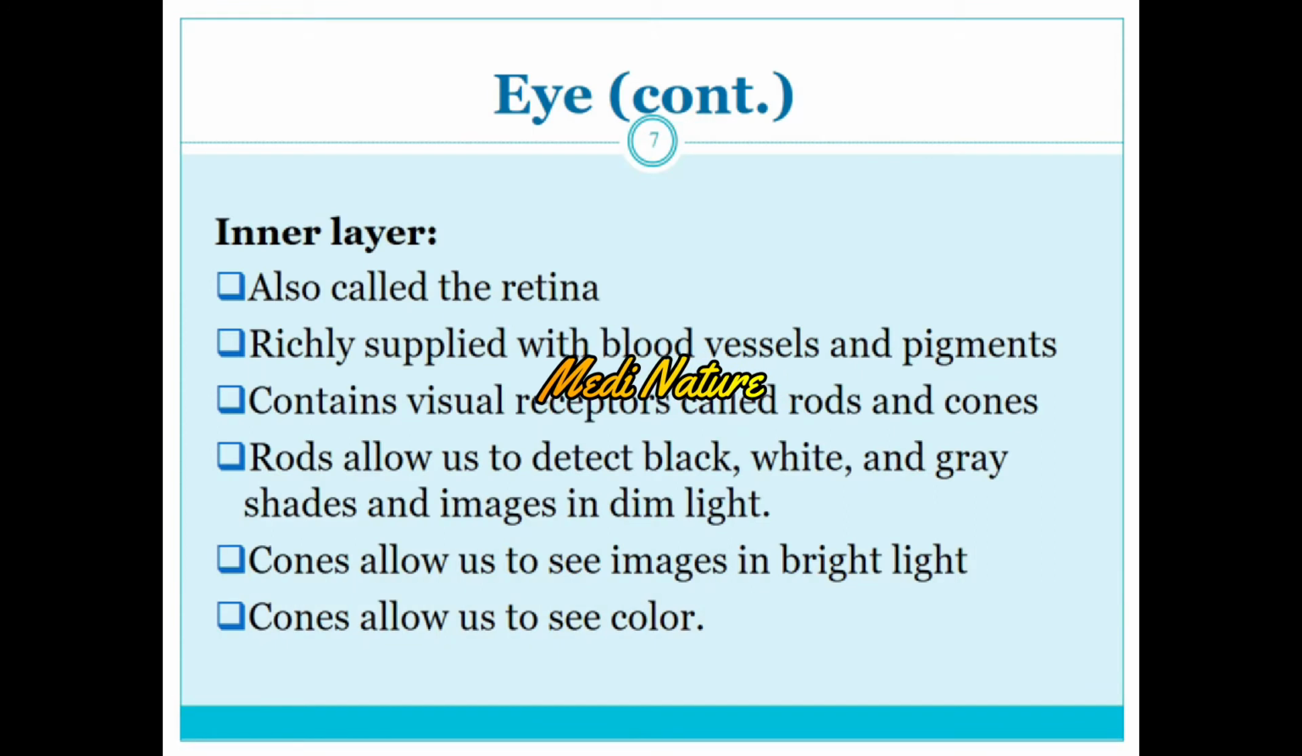Now let's see about the inner layer. It is also called the retina of the eye. It has a rich blood supply. It contains visual receptors. There are two main types of visual receptors called rods and cones. Among them, rods are important to detect black, white, and gray shades, and also to detect images in dim light. But the cones allow us to see images in bright light, and they are also important to see colors.